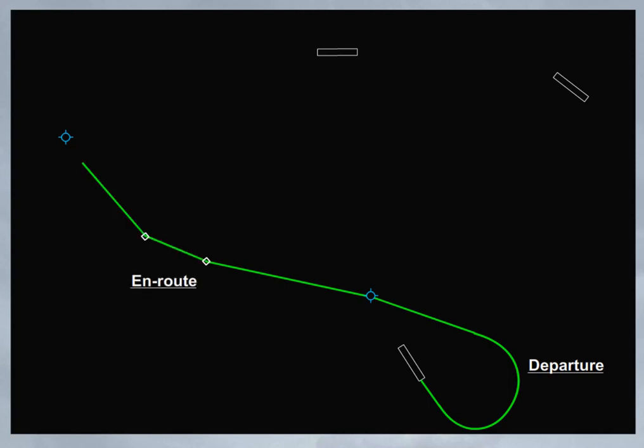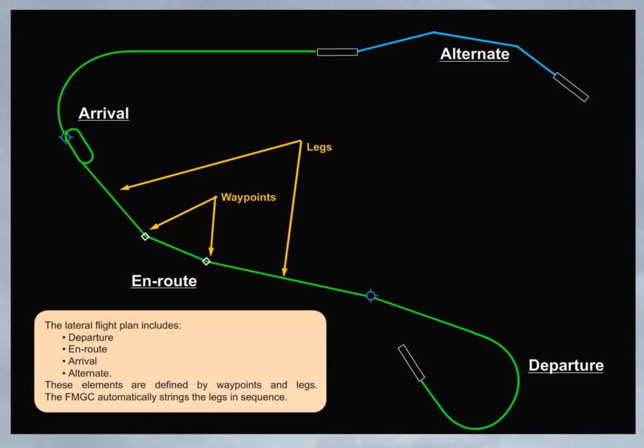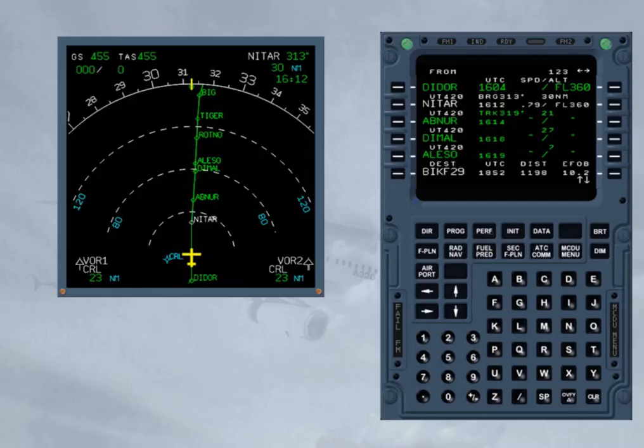The lateral flight plan includes departure, en route, arrival, alternate. These elements are defined by waypoints and legs. The FMGC automatically strings the legs in sequence. When flying in navigation mode, navigation managed by the FMGC, the aircraft is guided on a leg called active leg, defined by a from and a to waypoint. The to waypoint is depicted in white on the MCDU and on the ND as well, in the top right-hand corner.